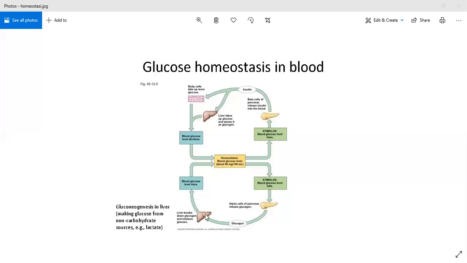All the glycogen that was stored in the liver before has to be broken down to glucose now, because now the body needs glucose. So glucagon will cause the liver to break down glycogen.